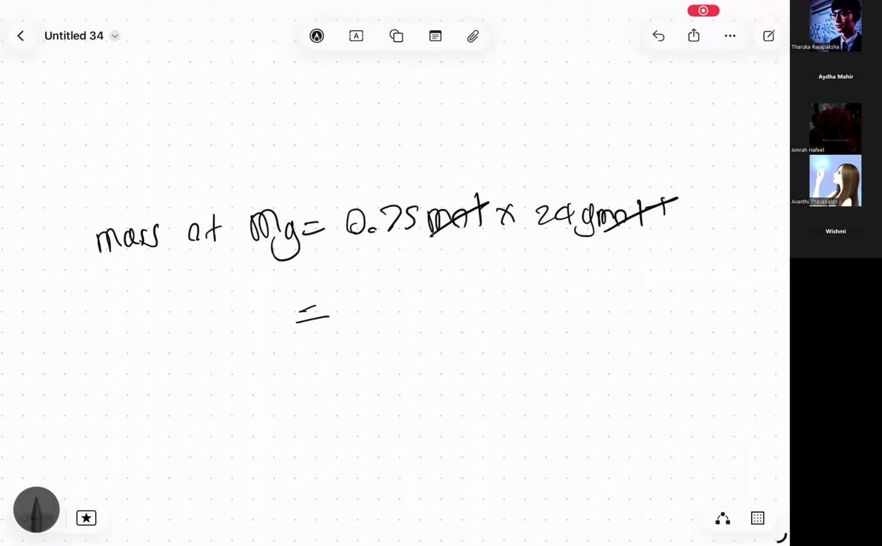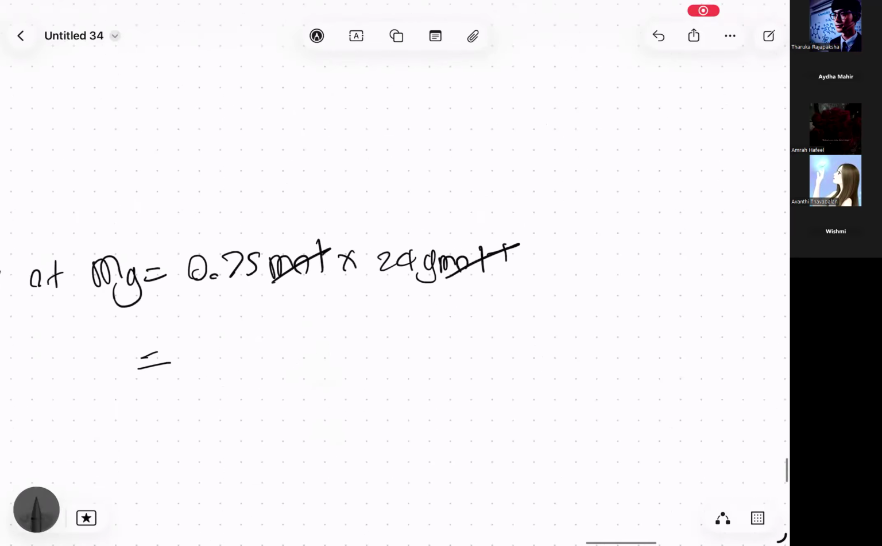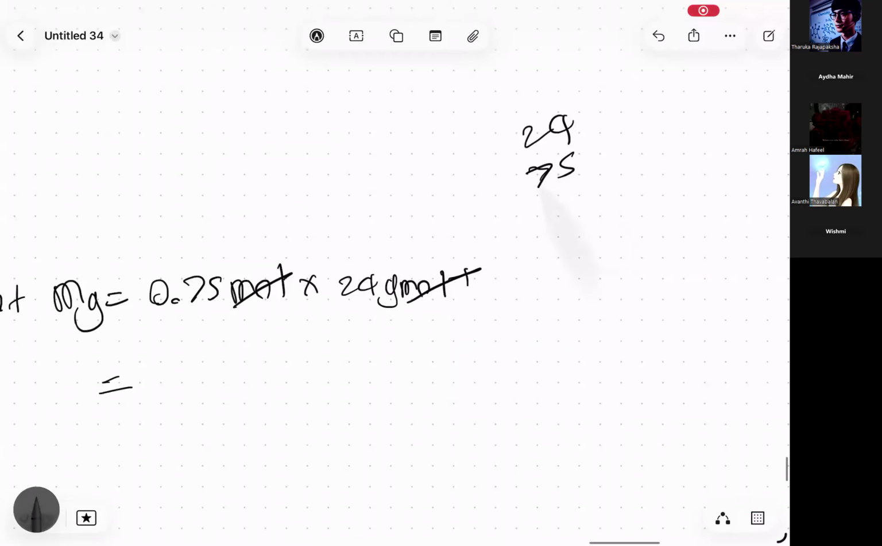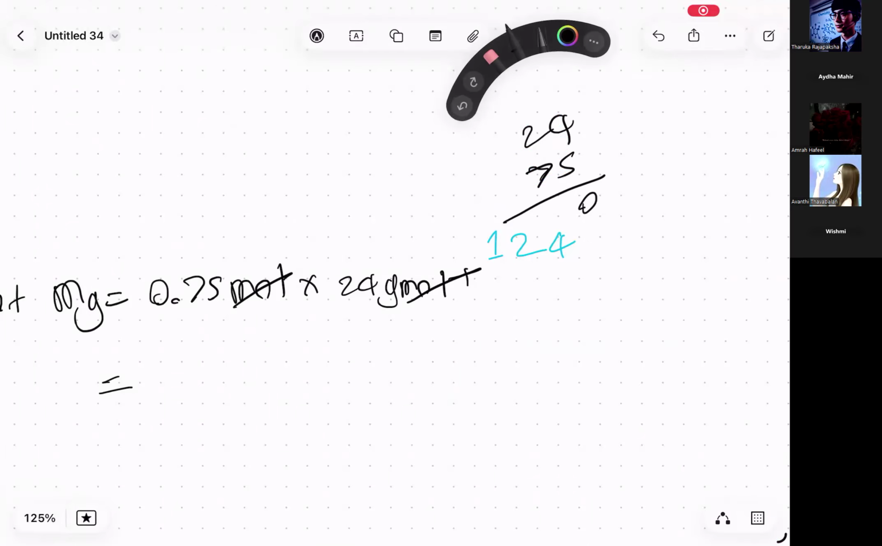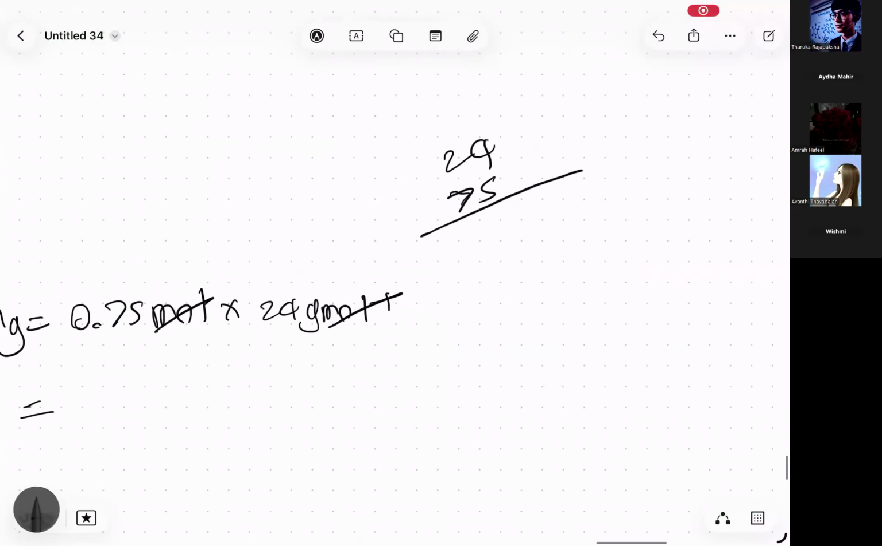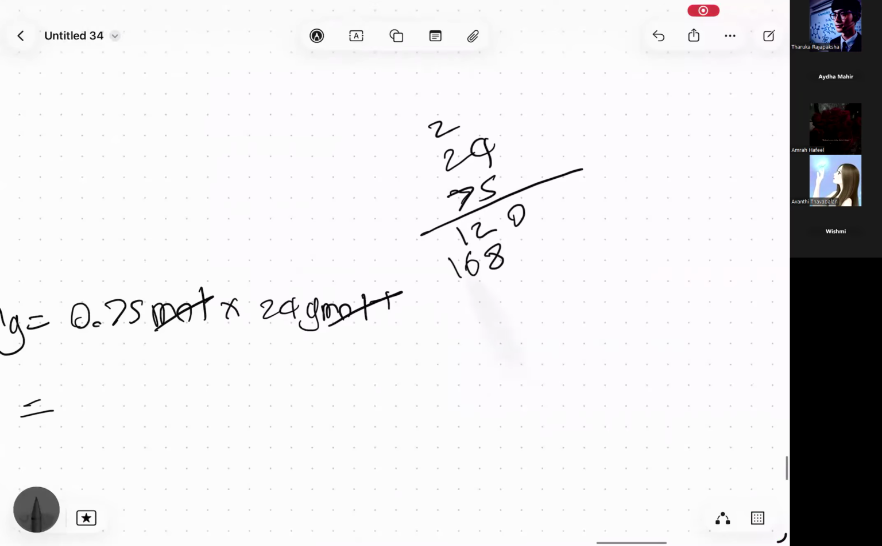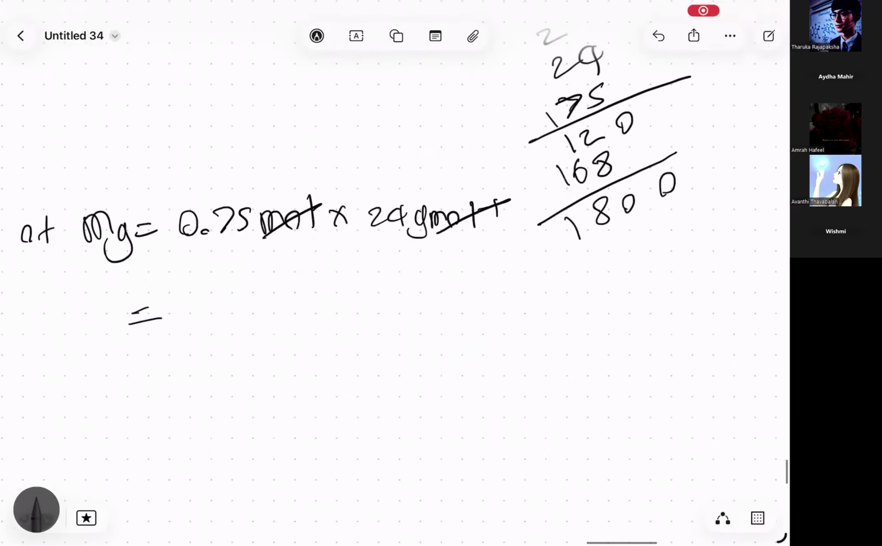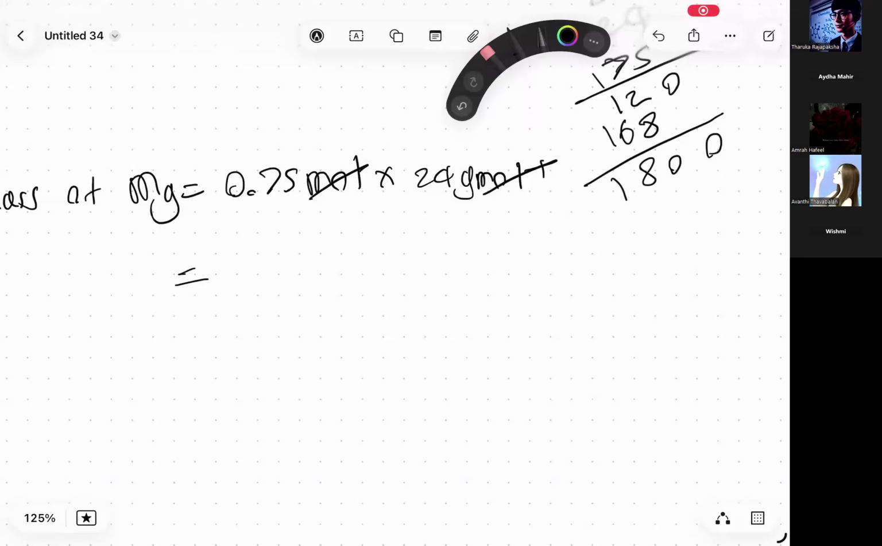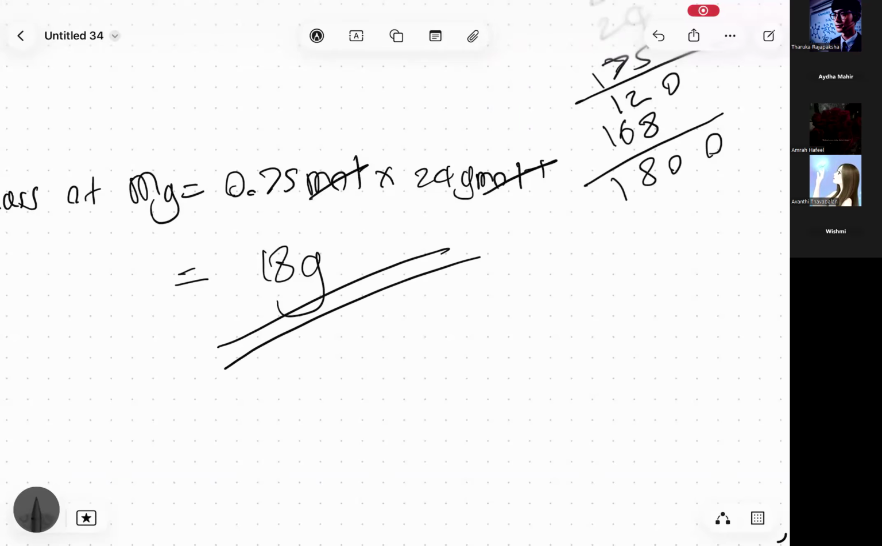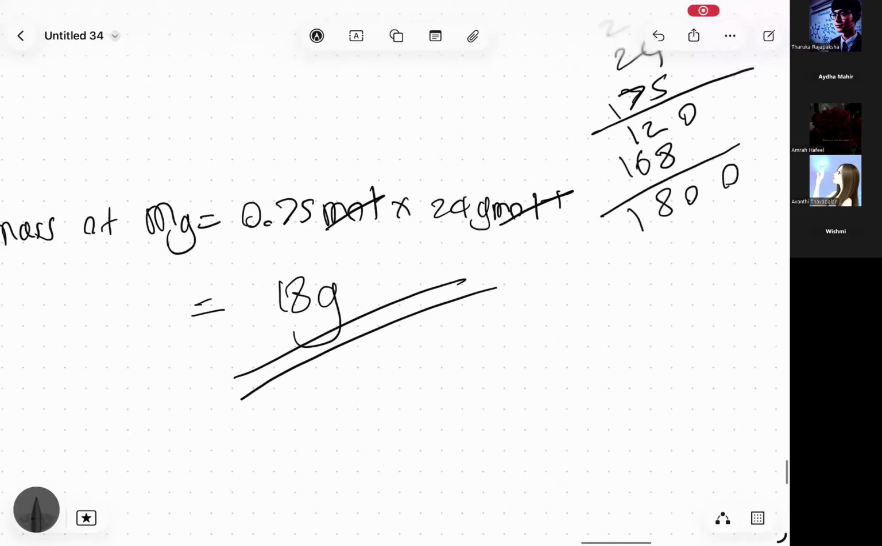So 24 multiplied by 75. I don't want it automatically. 5 into 4 is 20, 2 remaining, 5 into 2 is 10, 11, 12, 7 into 4 is 28, 2 remaining, 7 into 2 is 14, 15, 16, and 1. That is going to be 18, right? 18 grams.